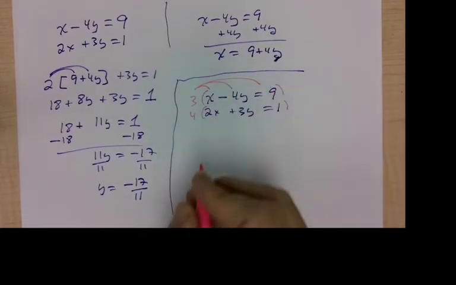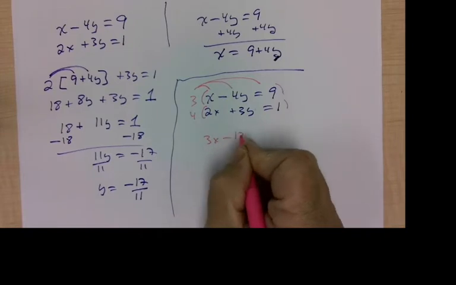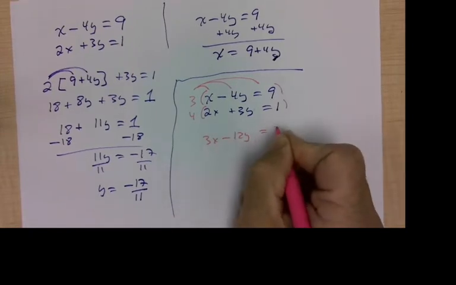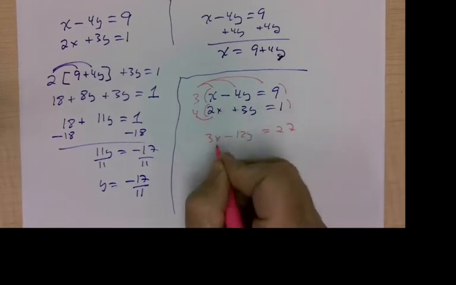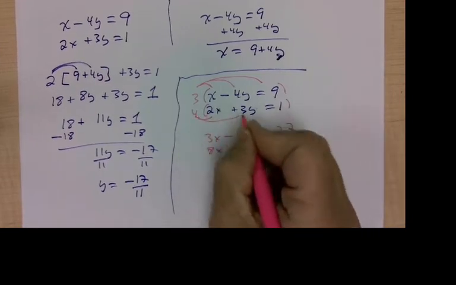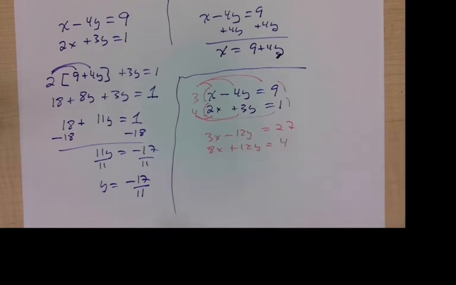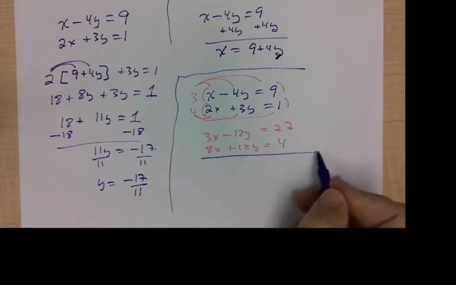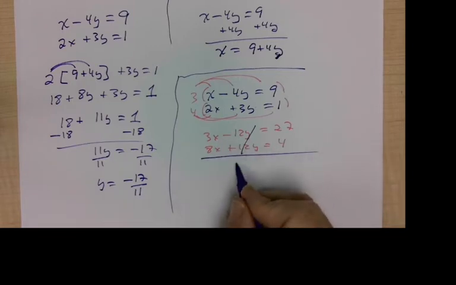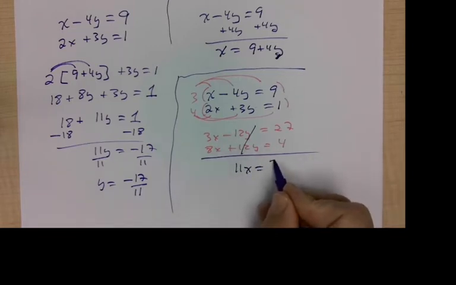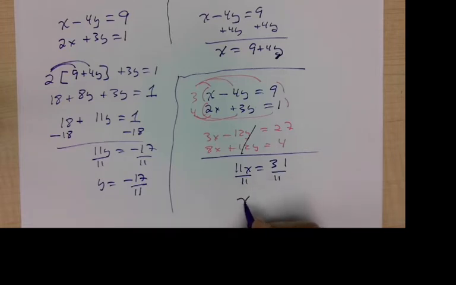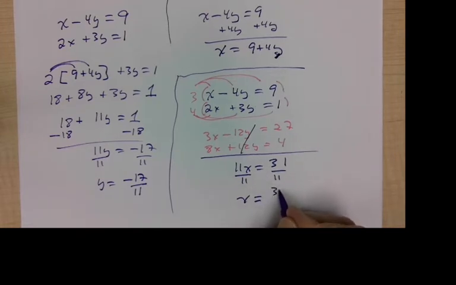So I get 3x minus 12y is 27. I get 8x plus 12y is 4. Add those together, what do we get? Negative 12y and 12y is 0. 8x and 3x is 11x. 27 and 4 is 31. Divide by 11. So we think x is 31/11.